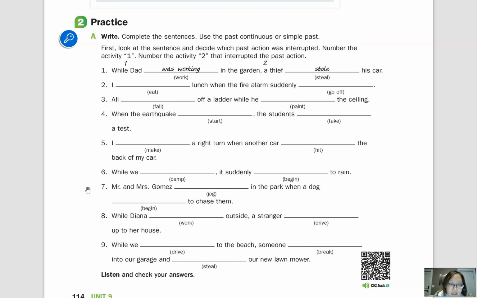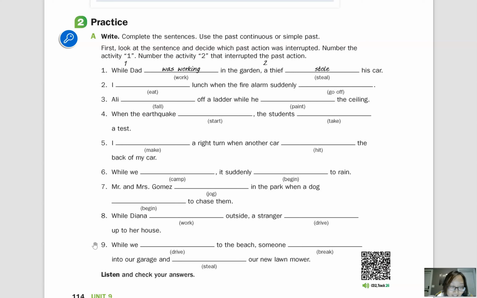And then number 8, what was Diana doing when a stranger drove up to her house? Or, what happened while Diana was working outside? And then number 9, you can ask, what were you doing when someone broke into your garage and stole your new lawnmower? Or you can ask, what happened while you were driving to the beach?